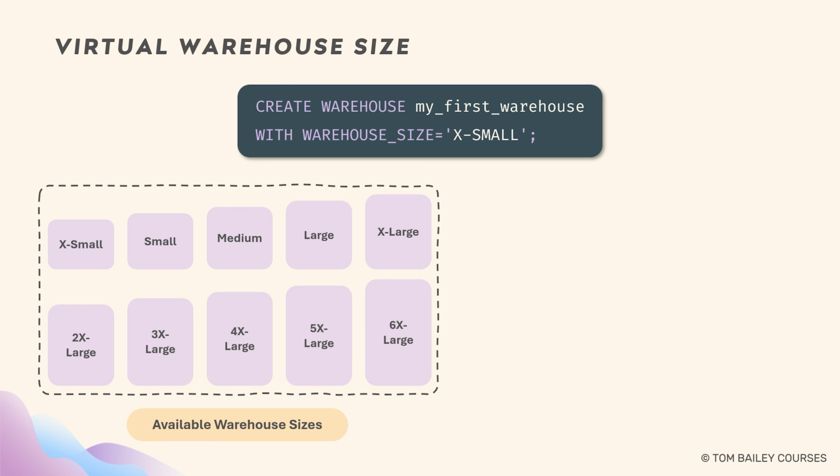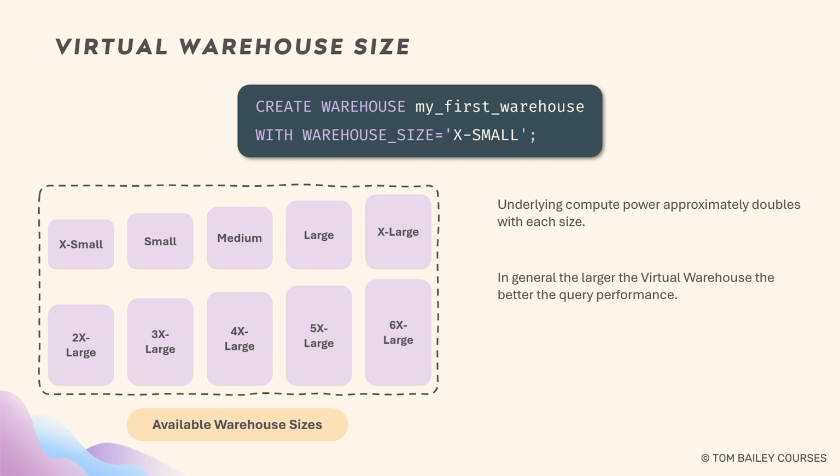T-shirt sizing is a relative estimation technique to indicate the relative power of the underlying compute clusters and the servers that comprise them. Extra small has the least underlying resources available to it in terms of CPU, memory, and storage, and 6x having the most. Each size increase approximately doubles the underlying compute resources. In theory, because bigger t-shirt size virtual warehouses have more compute power, the faster the queries using that warehouse will run. However, this is only a very general rule of thumb.